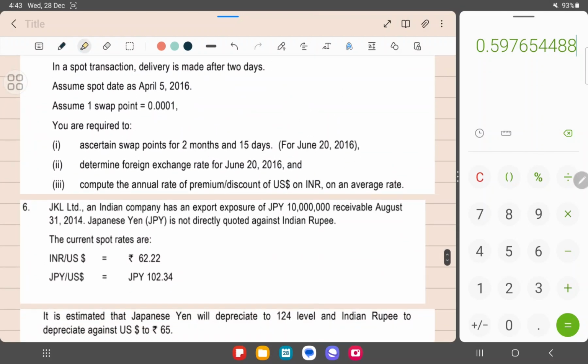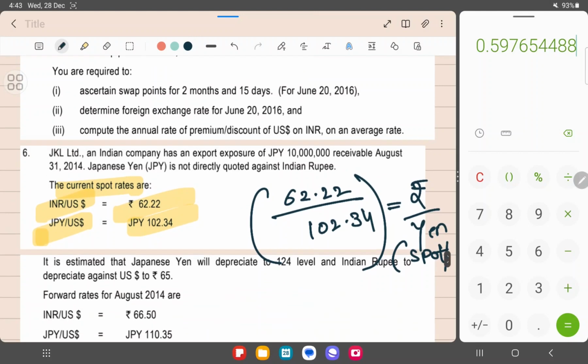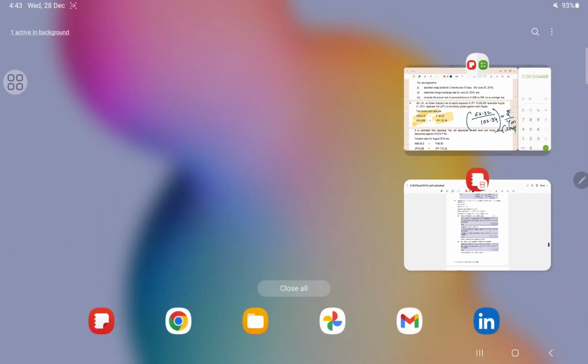What is your spot? See, current spot rates: rupee upon dollar, yen upon dollar. So again you have to do the same thing. We've already done this, so I'm not doing the calculation again. 62.22 upon 102.34 will be equal to rupee upon yen spot. So we directly go to the solution, because it's already solved, and we see it from the study material.